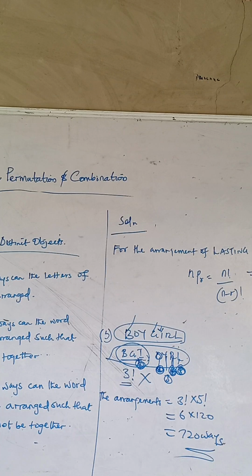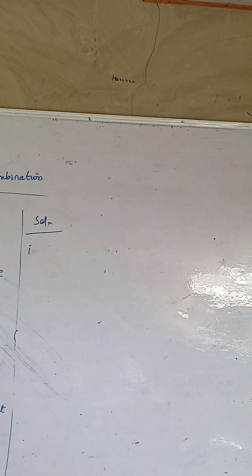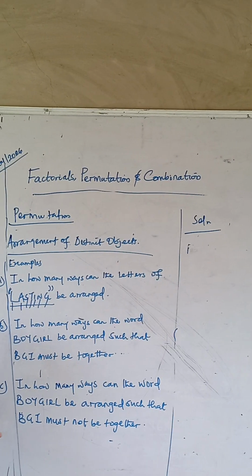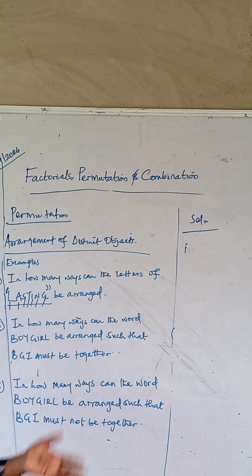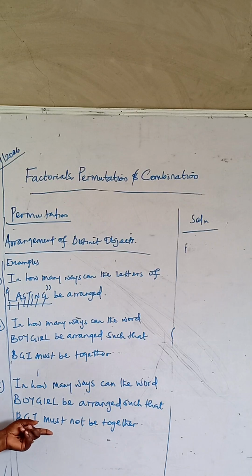So now let's quickly move to example 3. Now the third question: in how many ways can the word BOY GIRL be arranged such that BGI must not be together? So what is going to happen? If it had been, in how many ways can the word BOY GIRL be arranged, I already said it's going to be 7 permutation 7, right? So when you are doing 7 permutation 7, you are taking into consideration all letters irrespective of the arrangements, right? Now there is a condition. The condition is that BGI must not be together. Remember in example 2, we said BGI must be together.